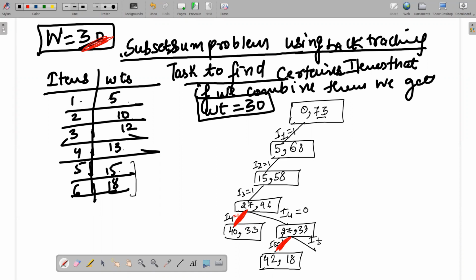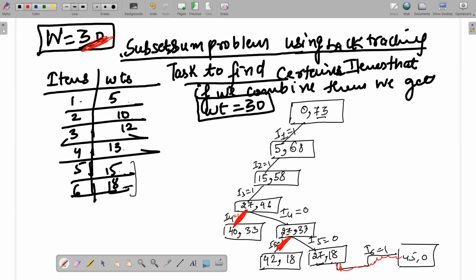Consider item 5 equal to 0, but not including it means the weight 27 is attained, and what is the remaining weight? Even if we are not including item 5, the remaining weight is 18 only. So guys, we got 27 comma 18. Let's include item number 6 equal to 1. So 27 plus 18 becomes 45, and remaining weight is 0. Clearly, this is also a wrong answer.